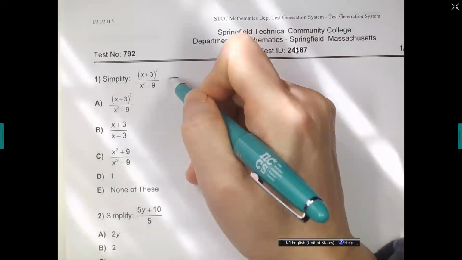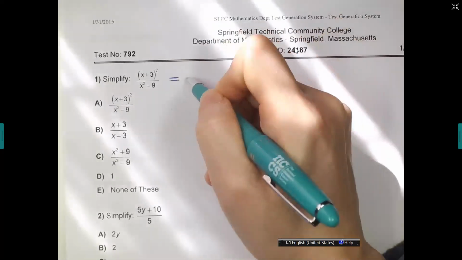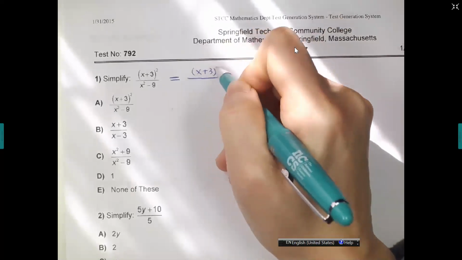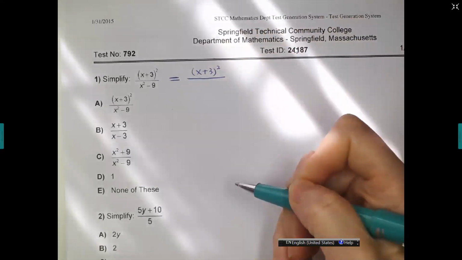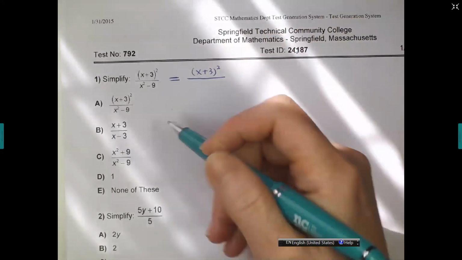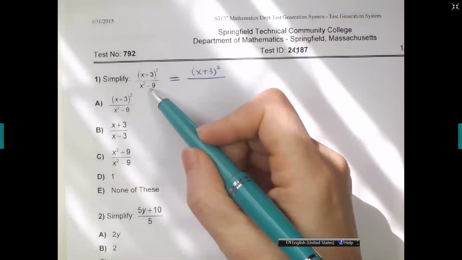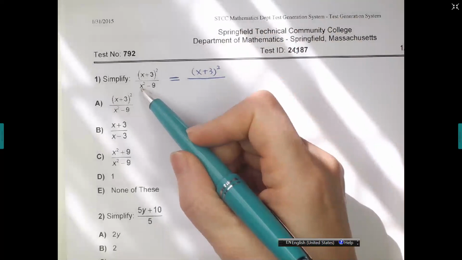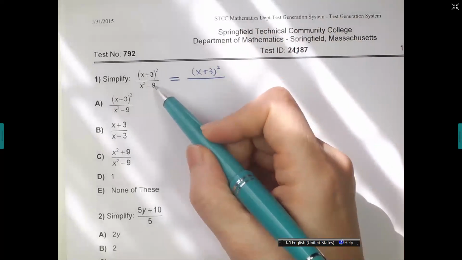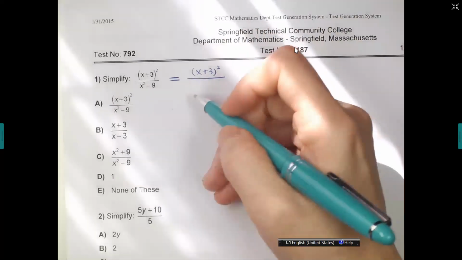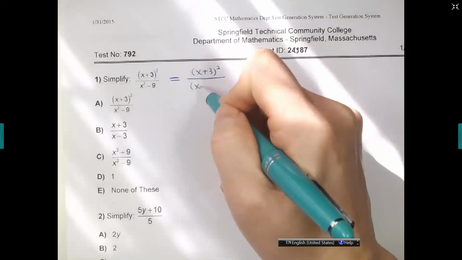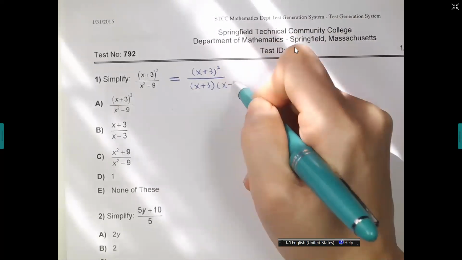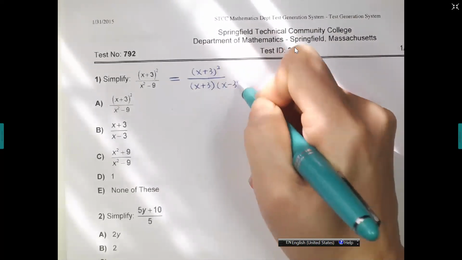When we look at the numerator, it is factored already. So I leave this at the original form, (x+3) squared. The denominator is a binomial in the form of squares minus squares. 9 is 3 squared. So therefore, we can factor it as the sum of the two bases times the difference of the two bases. So (x+3)(x-3).